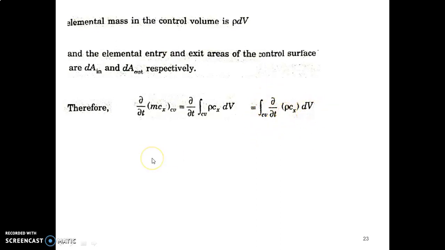For the time being, we will stop here, and we will continue with the momentum flux in the next class.